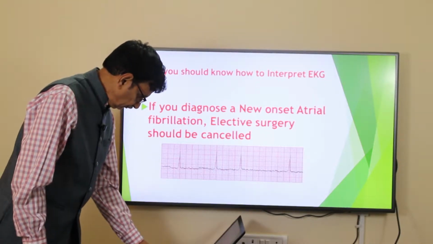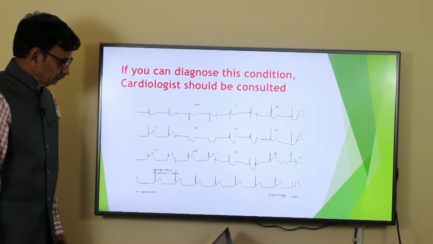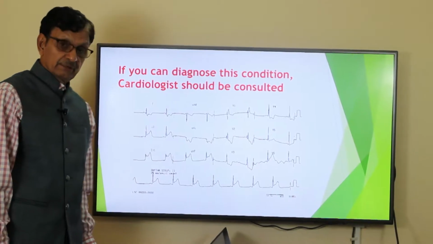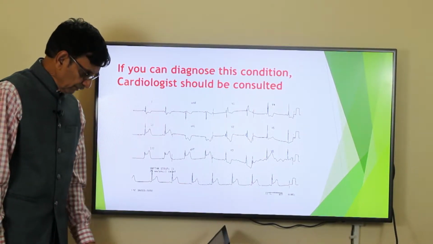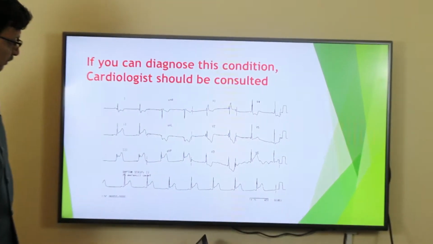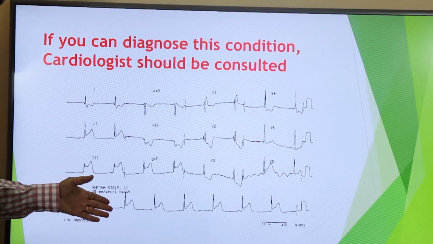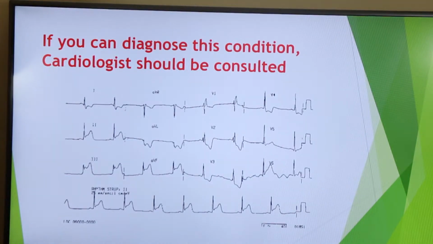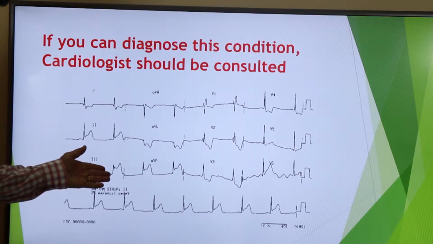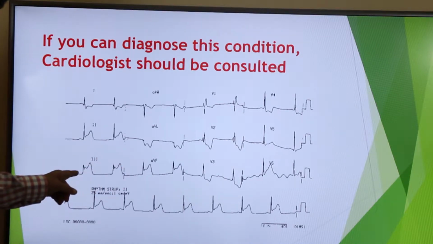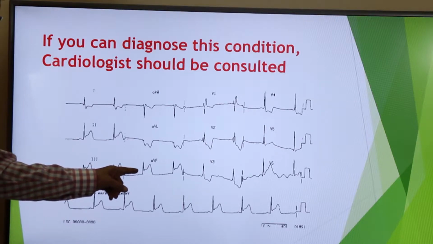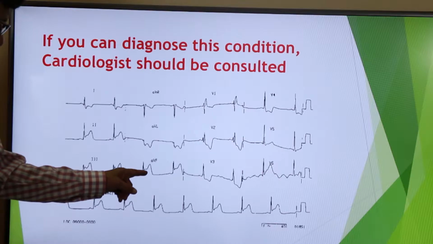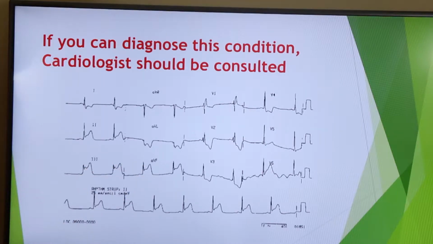Now, as I said, you should be proficient in interpreting basic ECG, because you never know when you will come across a patient who has this kind of changes in his ECG and who is planning to have an elective surgery. If you can interpret this EKG, see some of the acute changes that have been going on, and decide that this patient should see a cardiologist before his non-cardiac elective surgery, that means you have done some good for the patient.